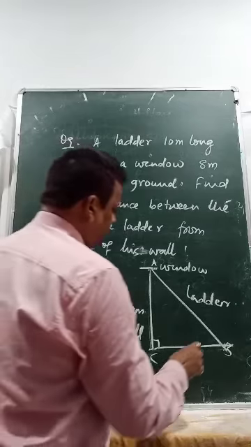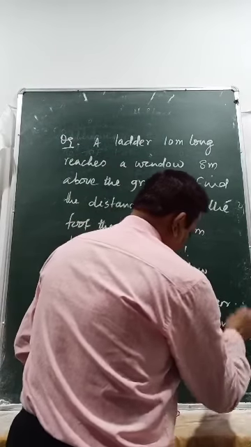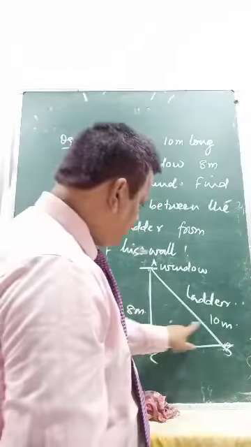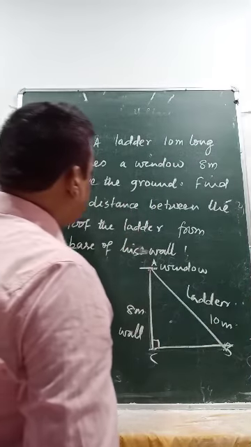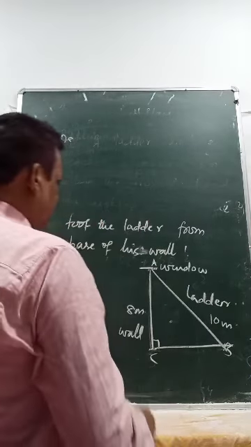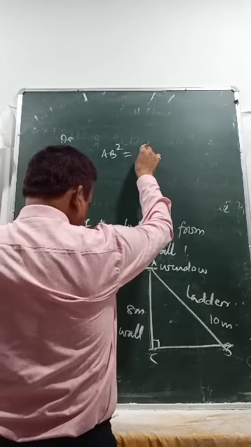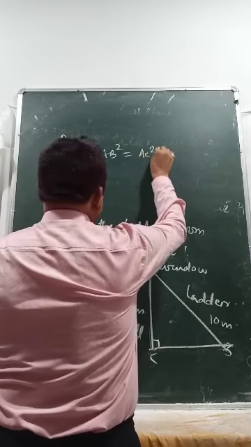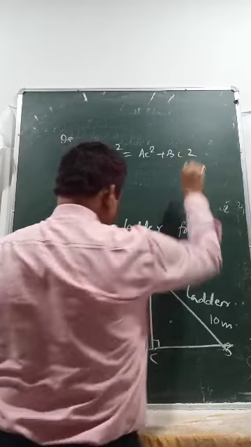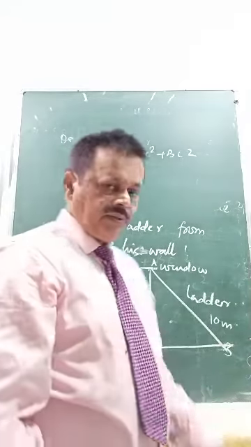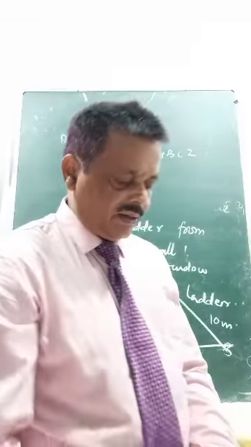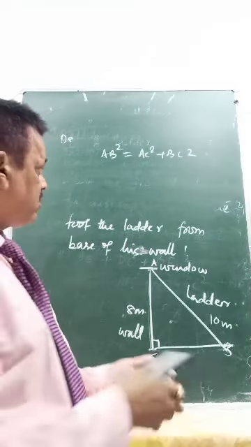The ladder is how much? 10 meter. So use Pythagoras theorem. I'll write the formula, you will try to solve. AB square equals AC square plus BC square. So put the values, and the answer will come out. Okay. So this is your homework.